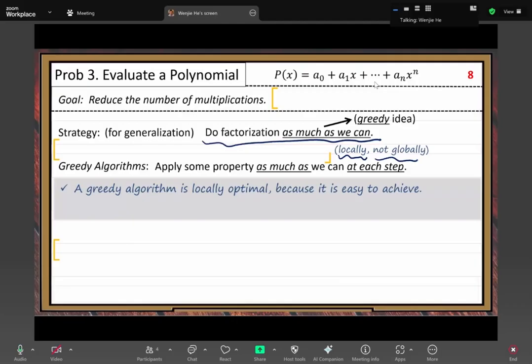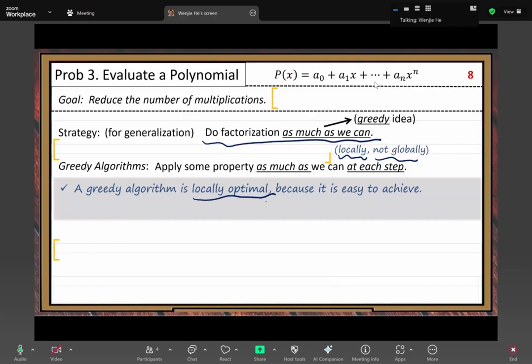But because it's easy to apply, when we make a local decision, it is optimal. Local decision, we do the best we can. That's optimal. But if you look at it globally, it may not be optimal.